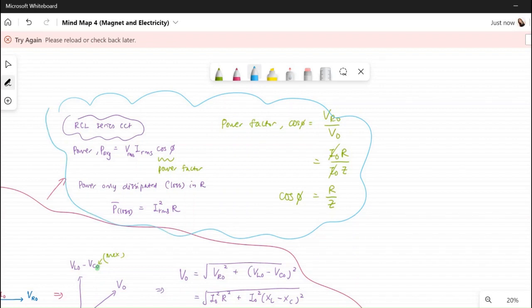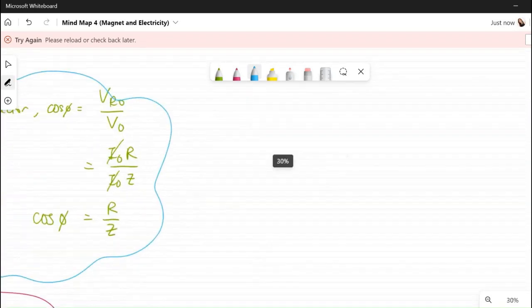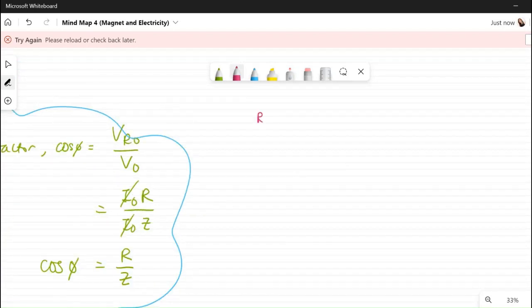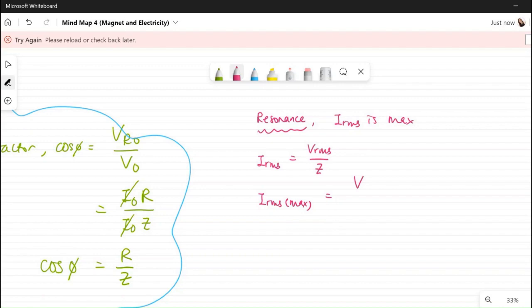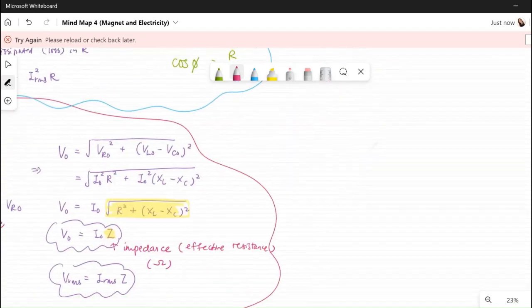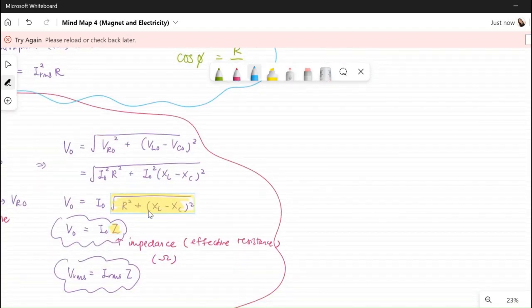And there is one special condition called resonance. Resonance is a phenomenon where the RLC circuit oscillates. At resonance, the IRMS in the circuit is maximum. When IRMS is maximum, if I refer to Ohm's law, V equal to IR, so IRMS is equal to VRMS divided by the impedance. In order to get IRMS as a maximum value, you have to get the impedance as a minimum. What is impedance? Just now we derived that impedance is the square root of R squared plus XL minus XC squared.